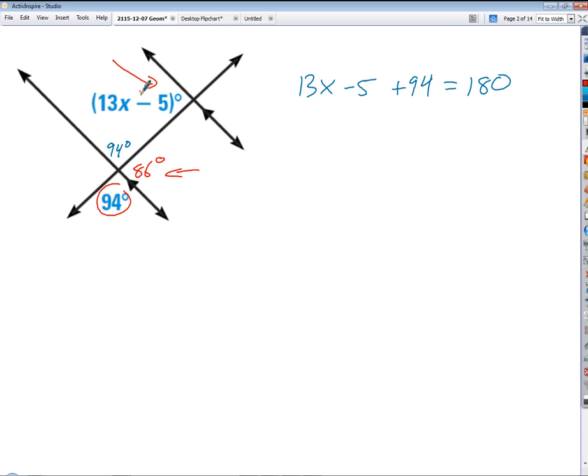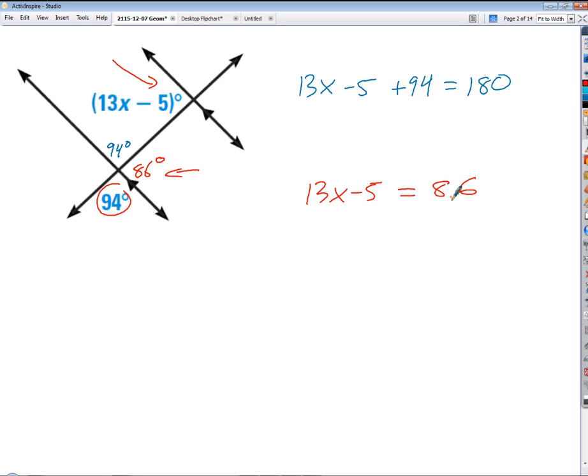Go ahead. How is that related to 86? What do I call those angles? Say it again. Oh, that's fine. There's a bunch of ways to do it, but let's just look at this one way for a second. What's their relationship, that angle and that angle? Alternate interiors, good. And we know that if these lines are parallel, then alternate interiors are what? Congruent, good. So I could also have said 13x minus 5 equals 86, right? Solved it that way. Either way, we're going to get the same answer.